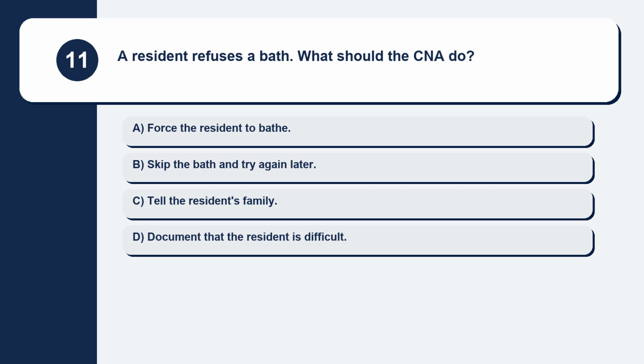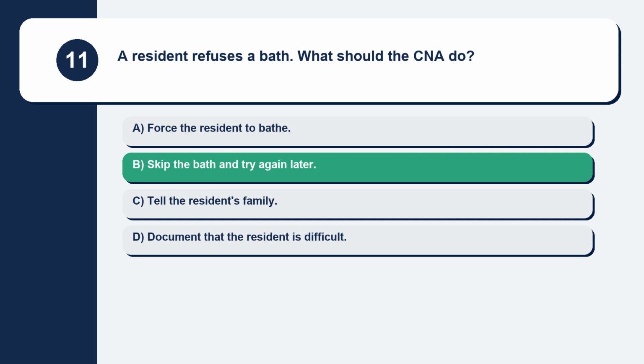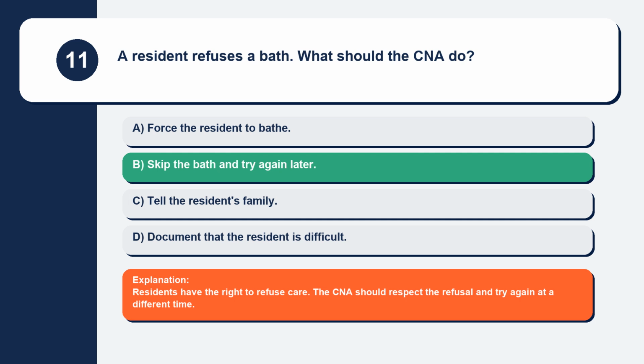Question 11. A resident refuses a bath. What should the CNA do? Force the resident to bathe, skip the bath and try again later, tell the resident's family, document that the resident is difficult. Residents have the right to refuse care. The CNA should respect the refusal and try again at a different time.